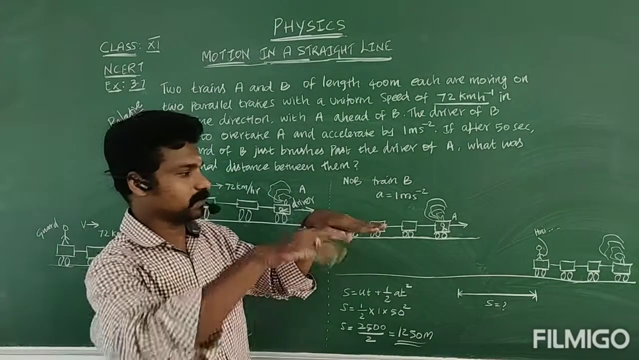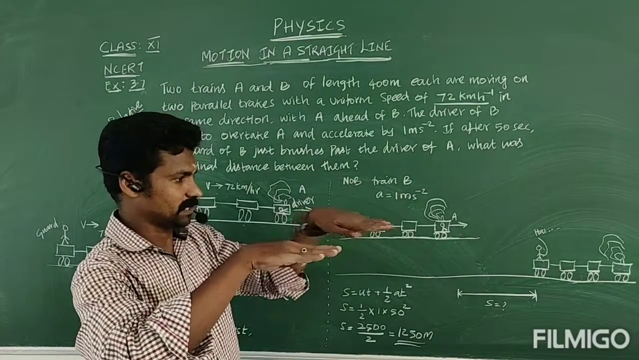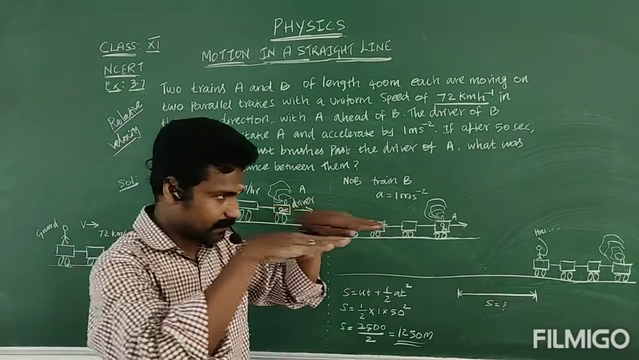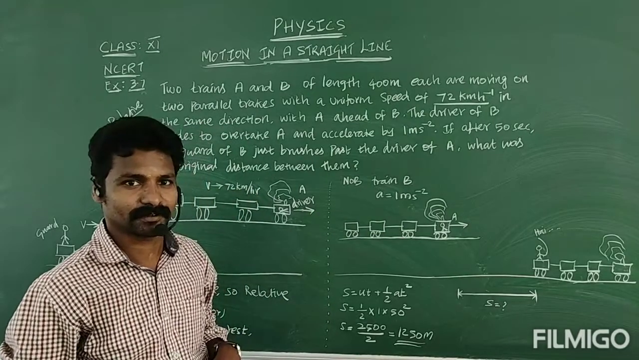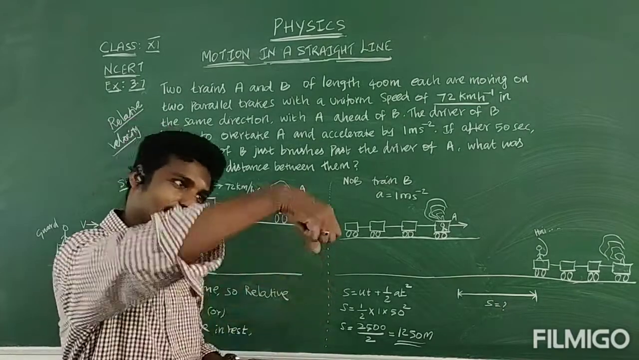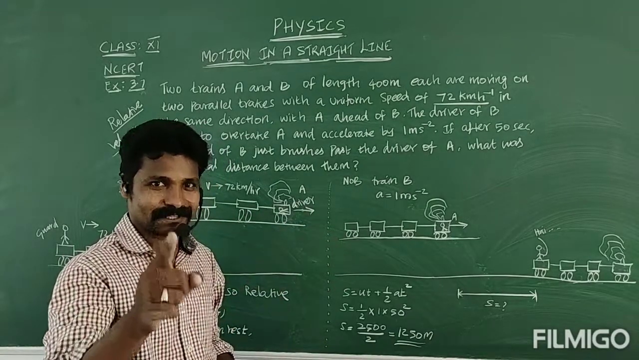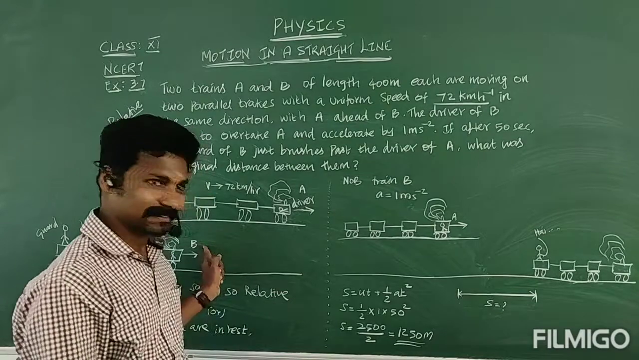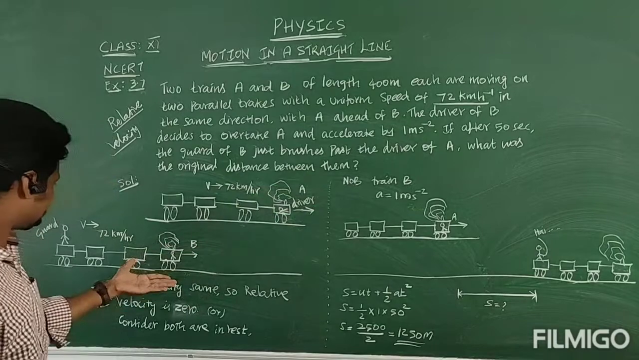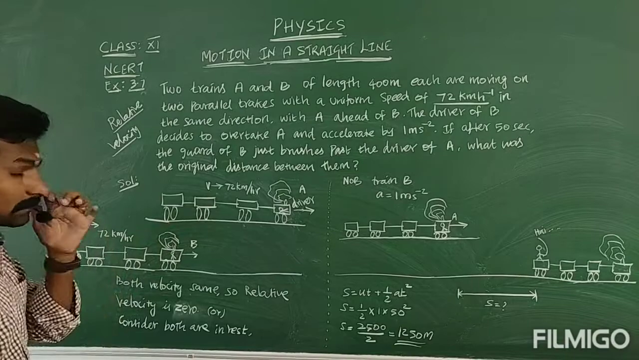For example, you and your friend are going on bicycle or motorcycle. Your friend is moving ahead, you are at the back side of your friend. You are both moving in the same direction. What will you do? You have to overtake your friend. So you have to accelerate your bike. Correct or not? The same thing only. Train A at 72 km per hour in this direction, train B also 72 km per hour in this direction.